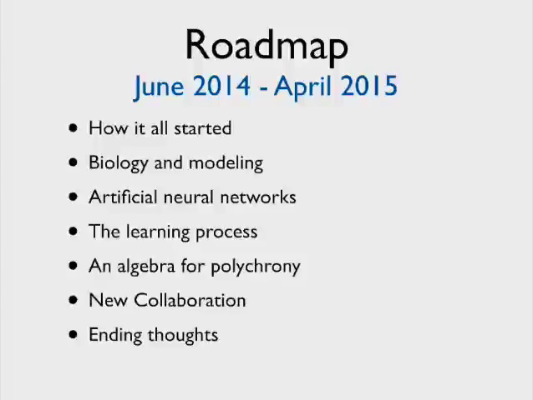Okay, so I discussed how it started. I discussed biology, or at least the part of biology that's necessary to understand what's going to follow. And then I discussed artificial neural networks. I basically have one slide on how we went from knowing nothing to knowing what we know today. And then we discussed some initial thoughts about an algebra for polychromy. Of course the terms will be defined. And then I'll discuss nuclear operation, and then whatever's left over.